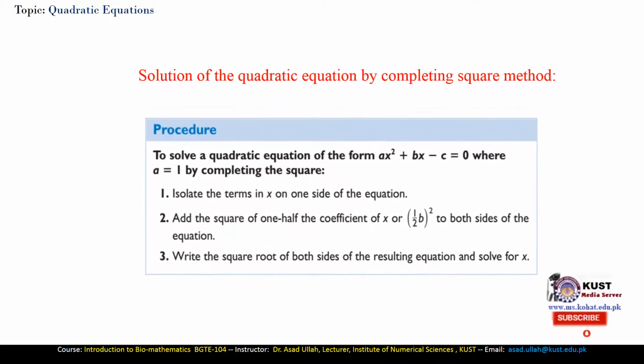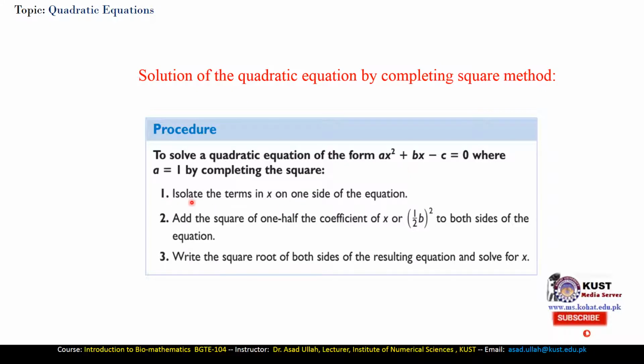The procedure to apply the completing square method for the quadratic equation is given below. We consider a quadratic equation ax square plus bx minus c is equal to 0, where a is equal to 1. We have chosen the coefficient of x square to be equal to 1. So the following 3 important steps are required to solve the given equation.